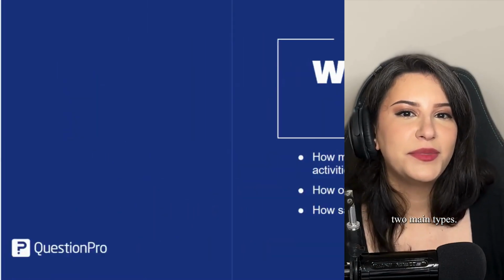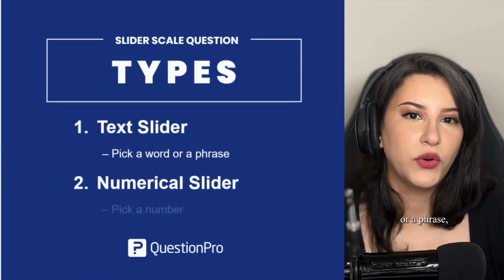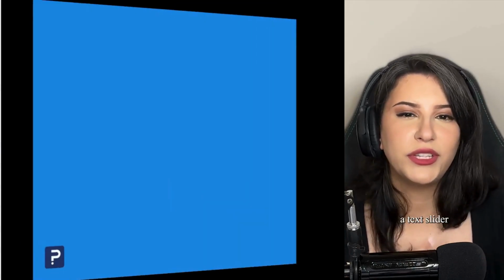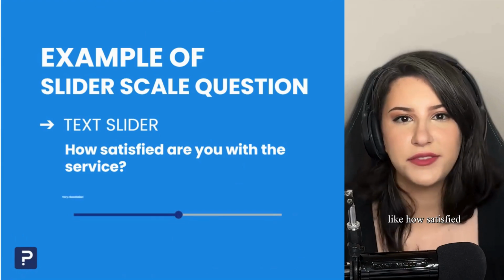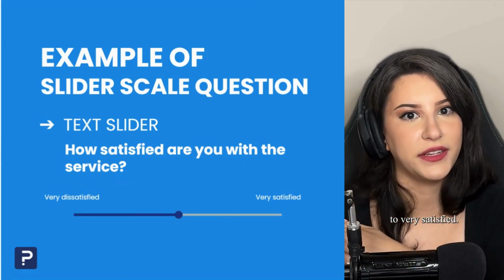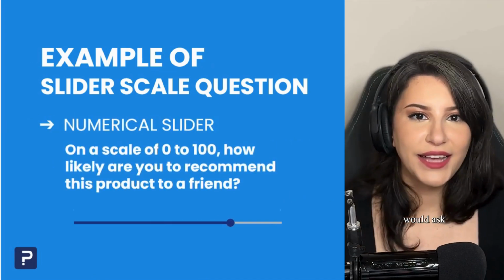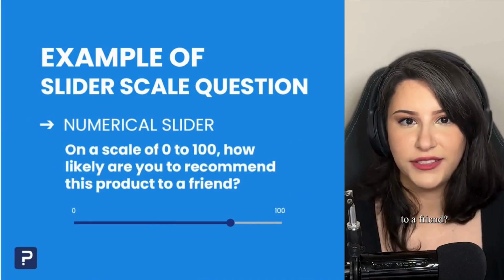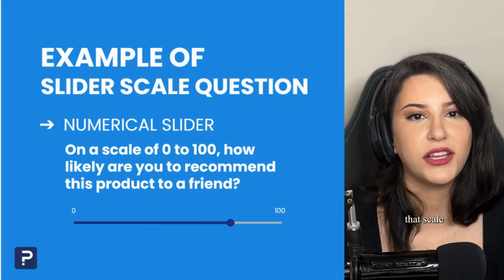So there are two main types. One is a text slider that lets you pick a word or a phrase, and then there's a numerical slider that lets you pick a number. For example, a text slider could ask something like, how satisfied are you with this service? You can range it from very dissatisfied to very satisfied. So then a numerical slider would ask, on a scale of 0 to 100, how likely are you to recommend this product to a friend? And then you would drag a slider across that scale within that range.